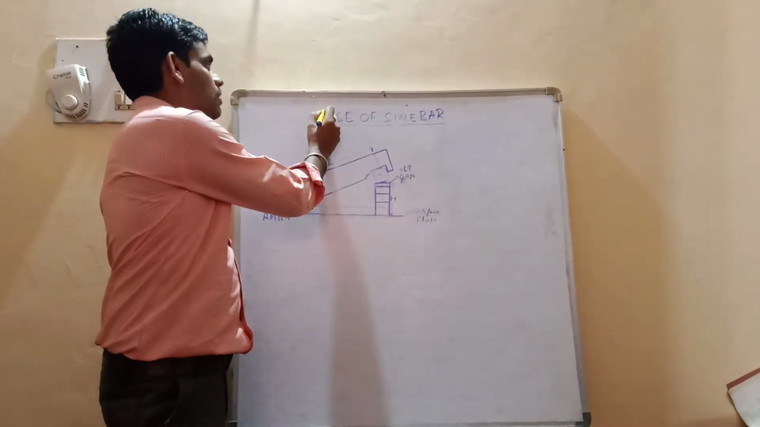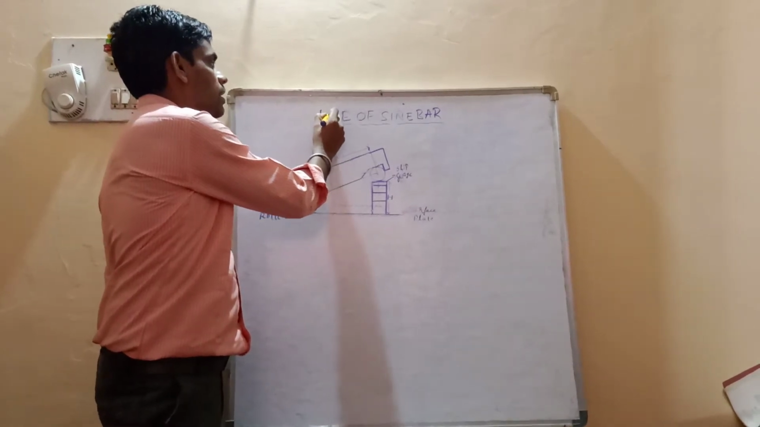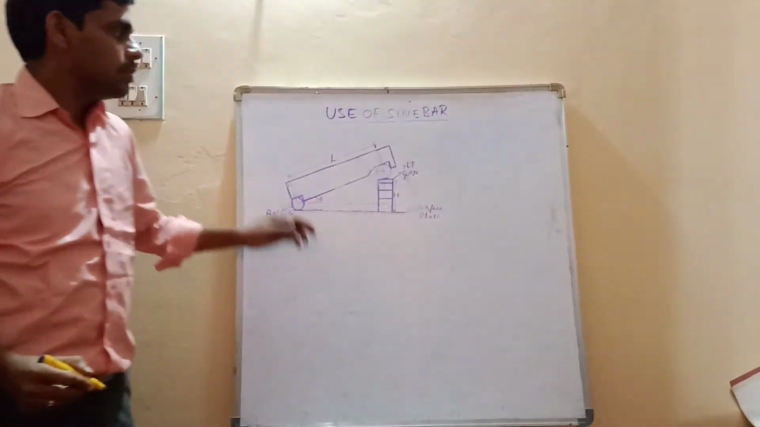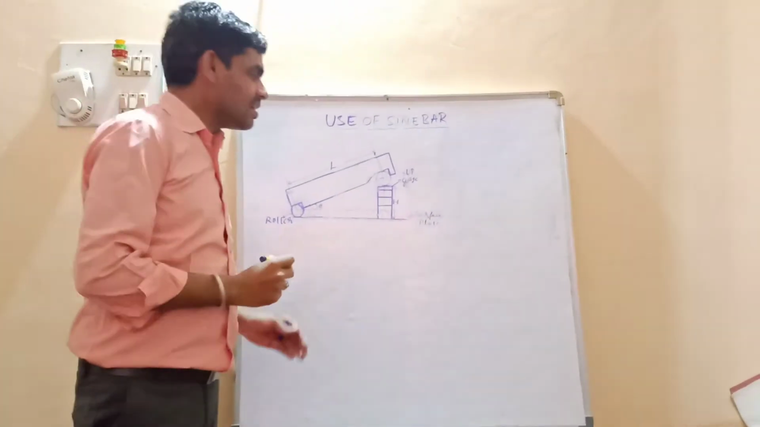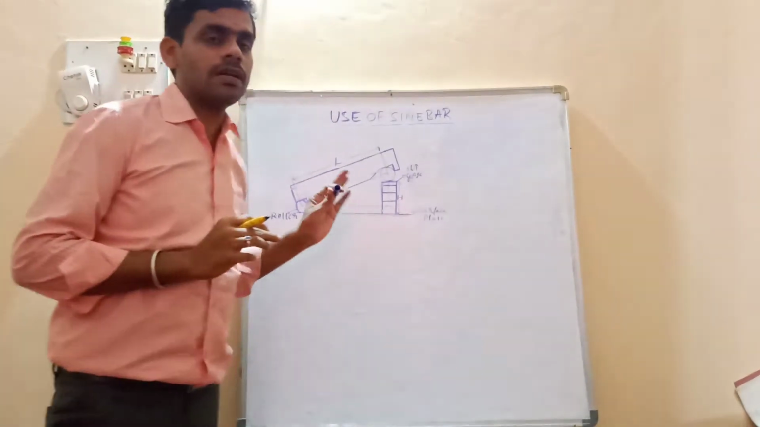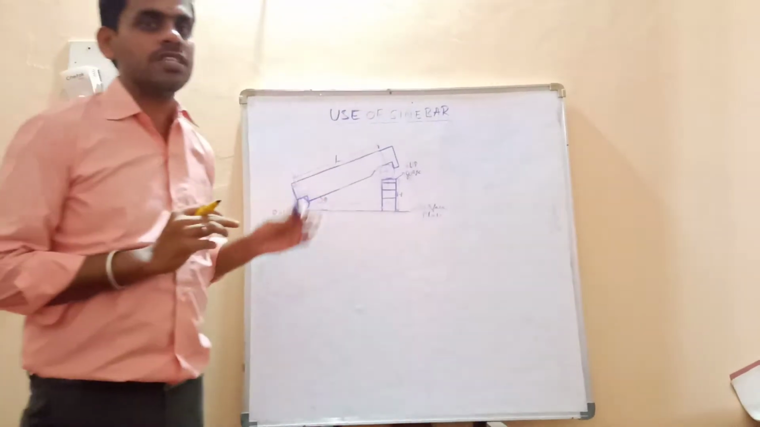Today I am going to explain the use of sine bar. In the previous session we learned the principle of sine bar. A sine bar is a device used to check the unknown angle of a given specimen.